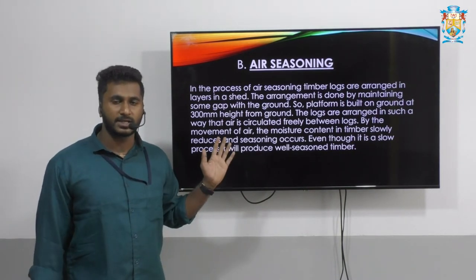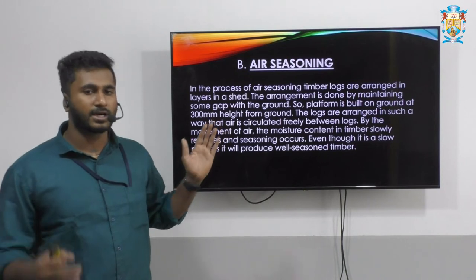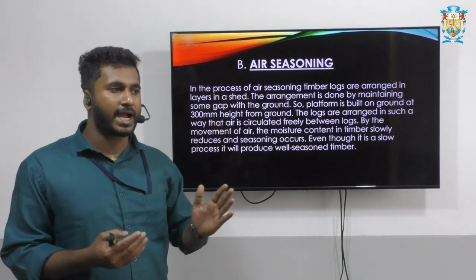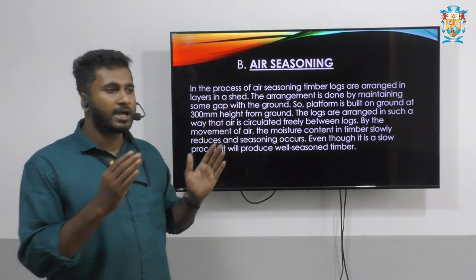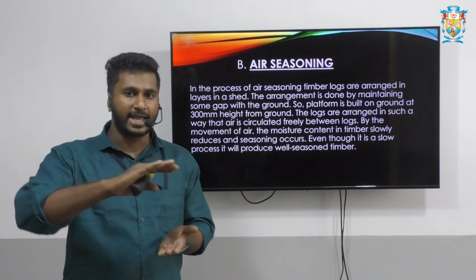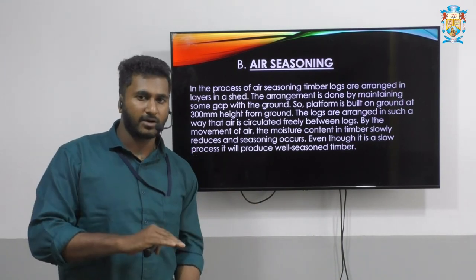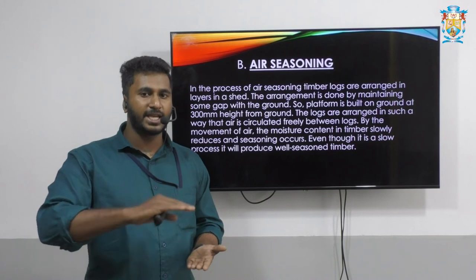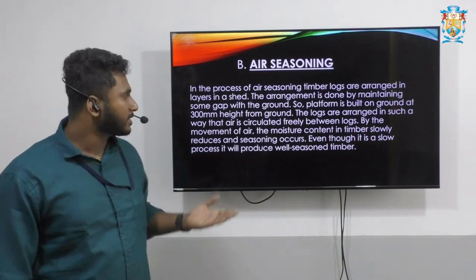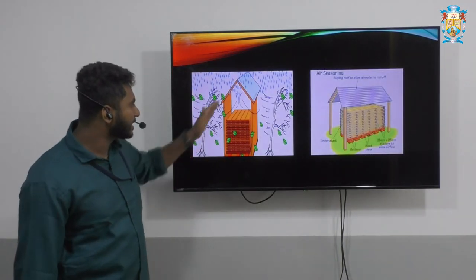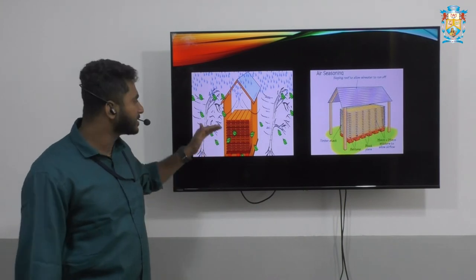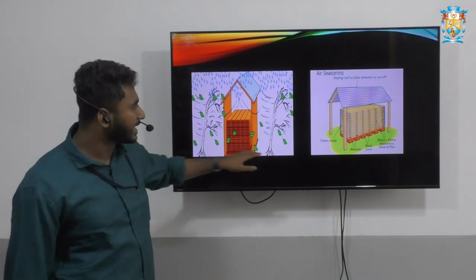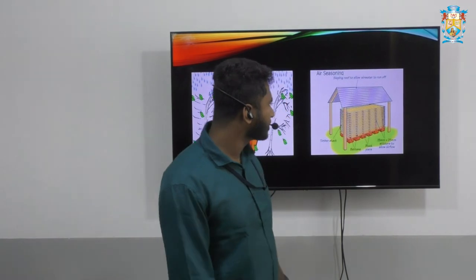In air seasoning, the timber is arranged in a shed, and gaps are placed between each layer of the timbers. If you look at the diagram here, the timbers have been placed in layers, and there is a gap between each layer.